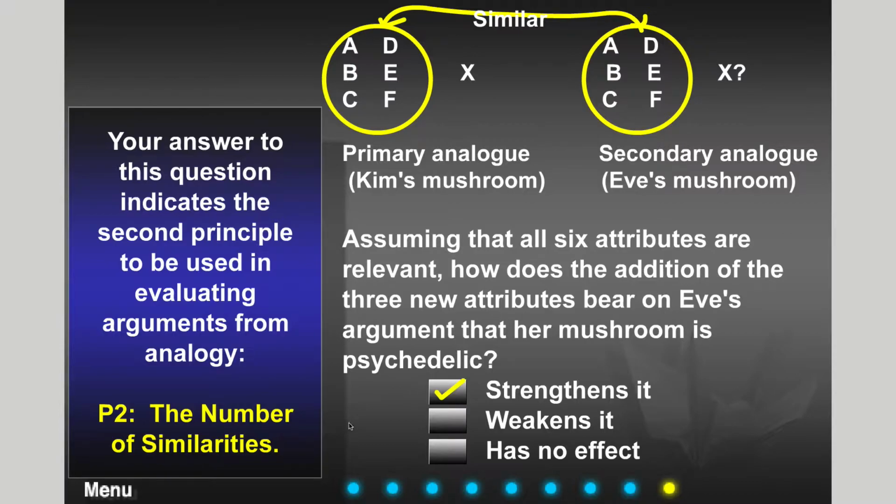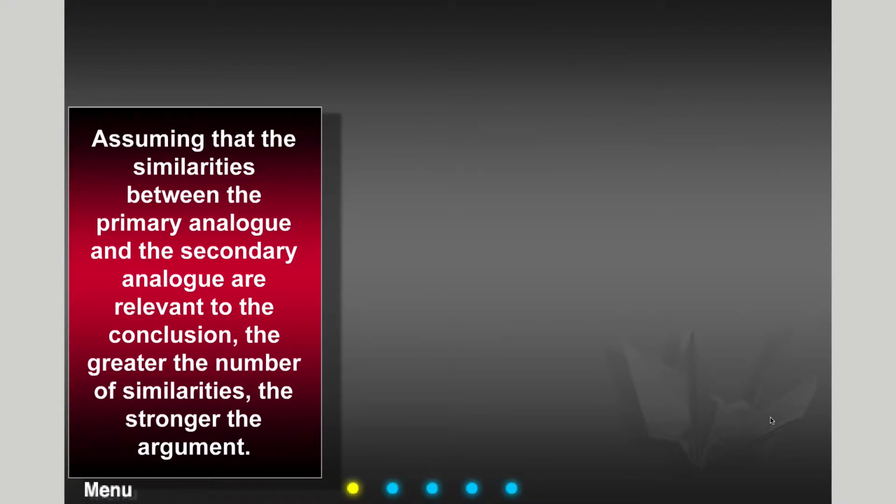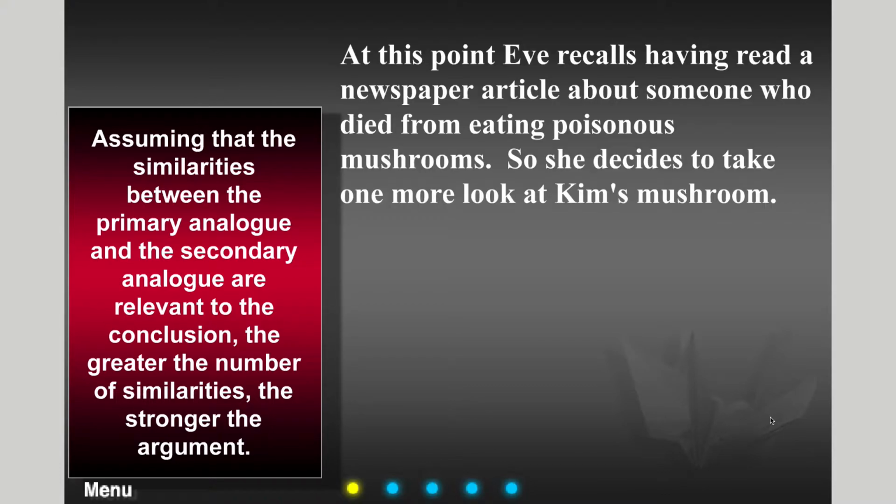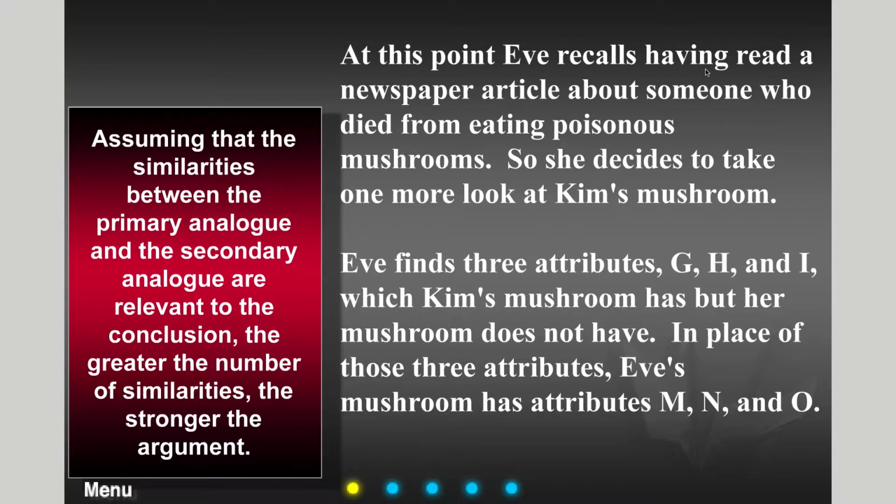So good. This brings us to principle 2, the number of similarities. The more similar 2 things are, the better the analogy between them. Assuming that the similarities between the primary analog, that is the thing that you're looking at to make an analogy to what you have, so just Lucy's Chevy, this is a secondary analogy, or the mushroom that is being found in Eve's backyard. The more similarities are found between them, the greater the number of similarities, the stronger the argument.